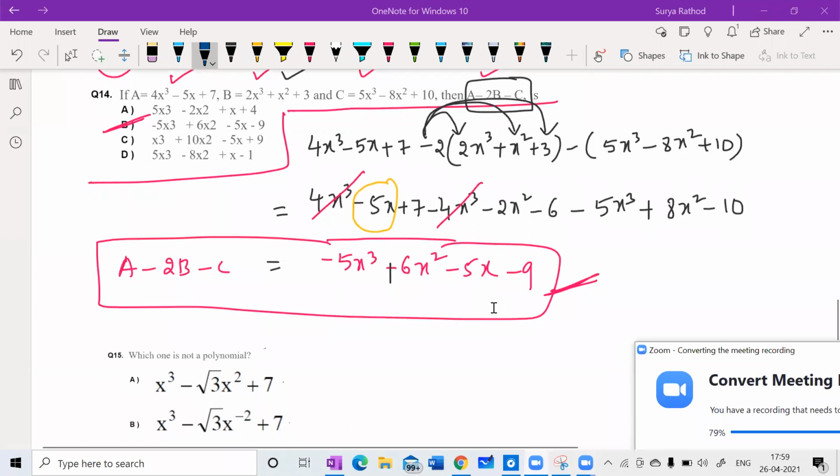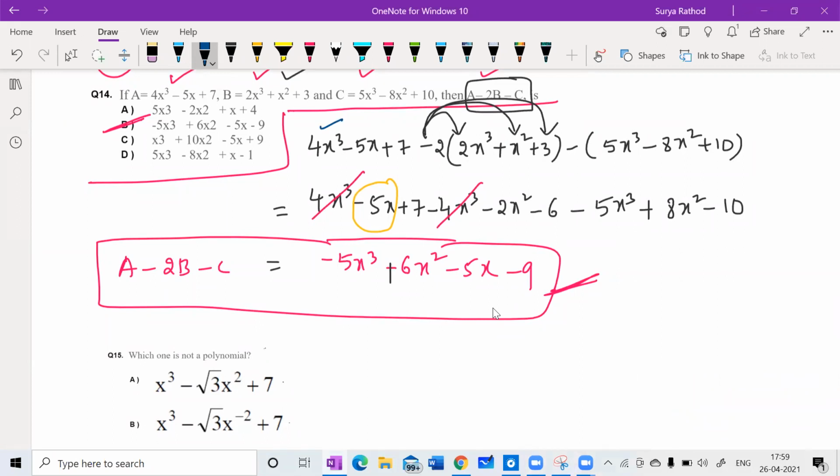Look at this. How did we get minus 5x cube? See here, 4x cube minus this plus 4x cube, minus 4x cube will get cancelled. So I just remain with minus into plus, minus 5x cube. So I'm just writing that minus 5x cube here.